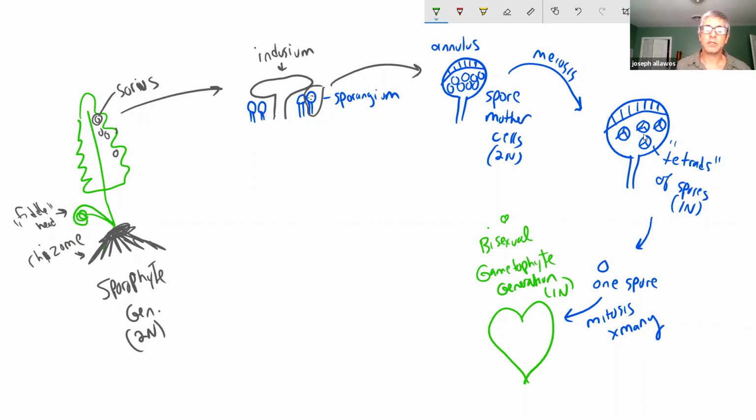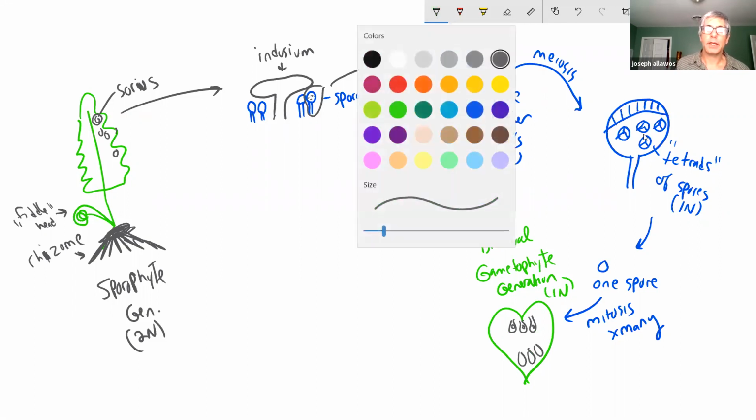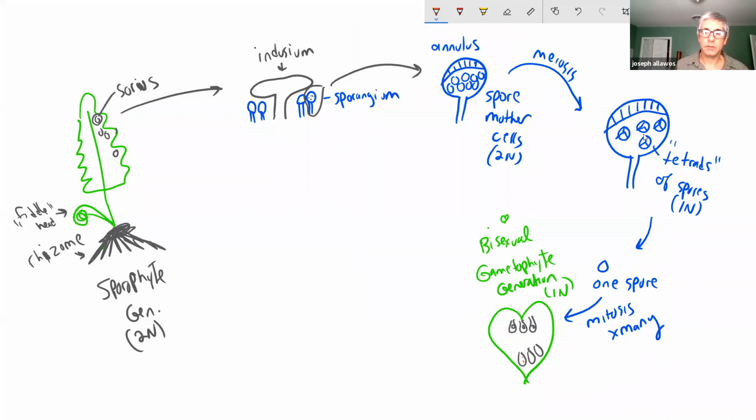And when we use the term bisexual, when we're talking about plants, we mean it actually makes both sperm and eggs. And so up here you have archegonia with eggs. And down here you have antheridia with sperm. Make the sperm a different color just for fun. And let's label this. These are antheridia. So you see all the names are the same. One end sperm, and then these are archegonia with eggs.